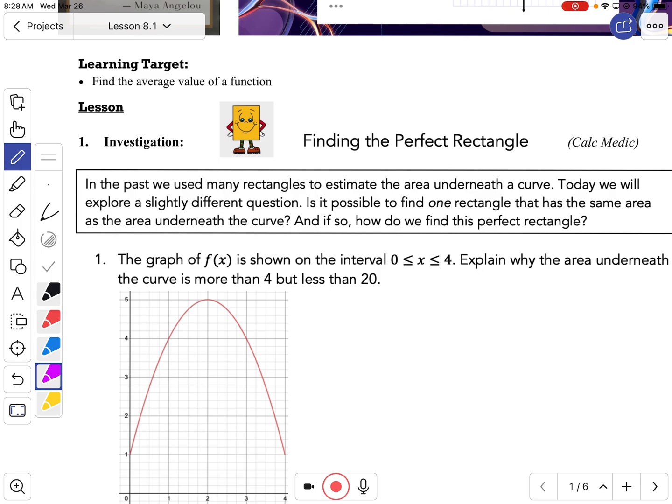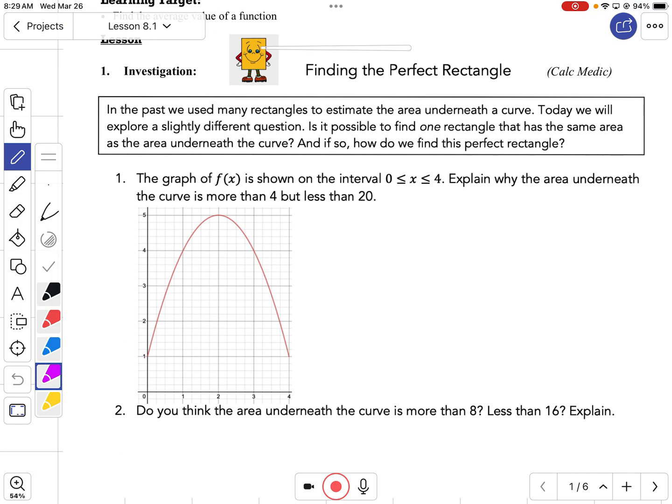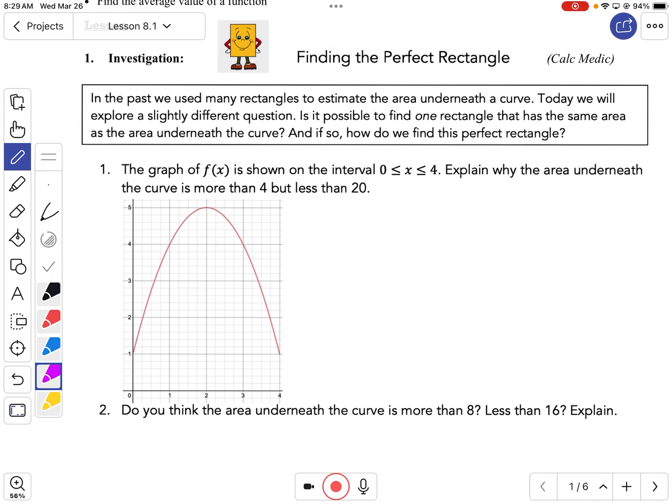Okay, so there are 6 questions that it's going to lead you through. So let's take some time with our table groups and let's walk through those. And then we'll talk about how we find average value.